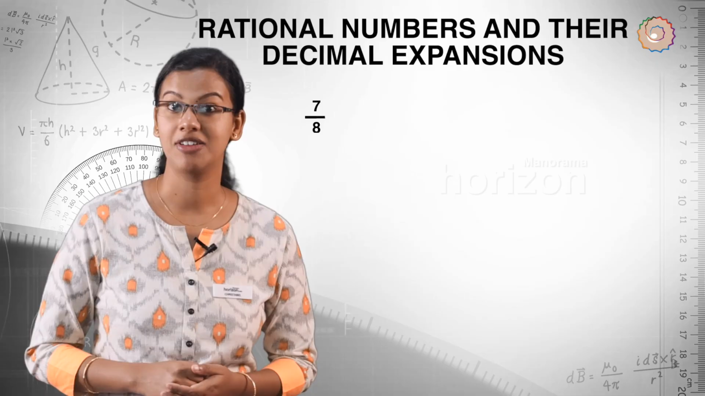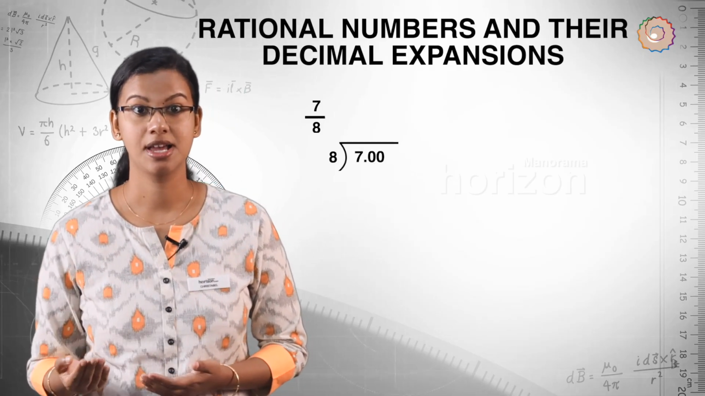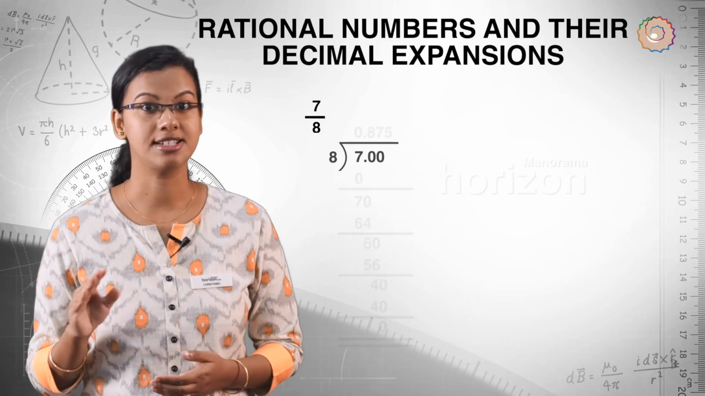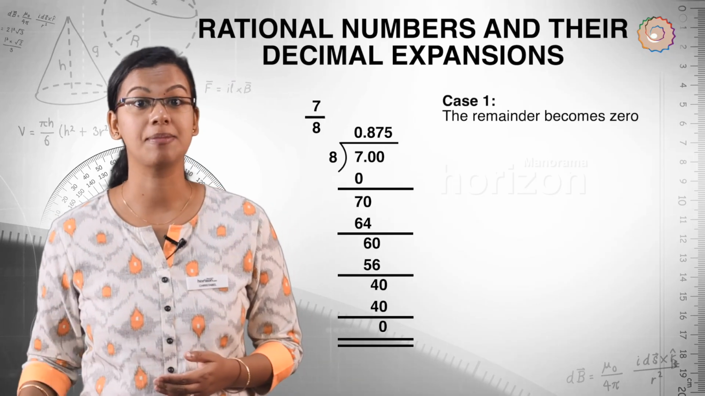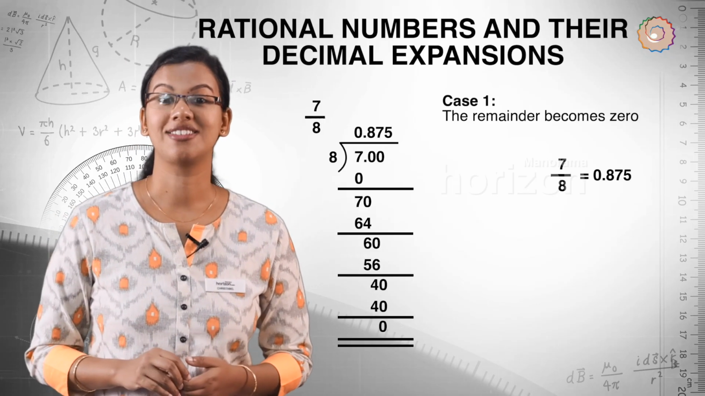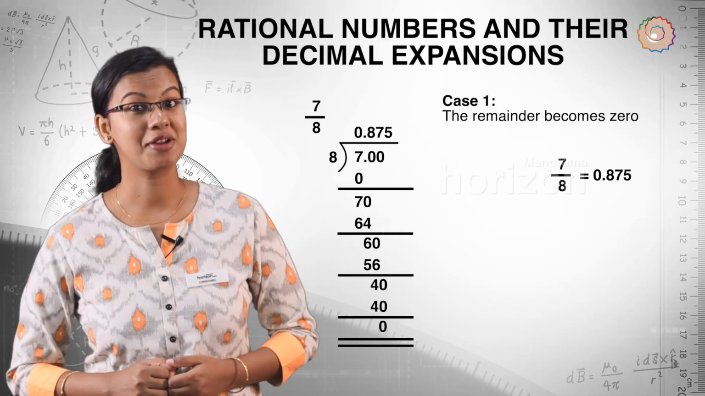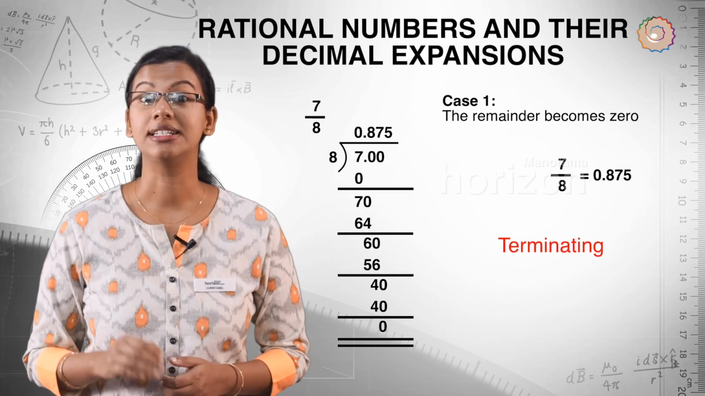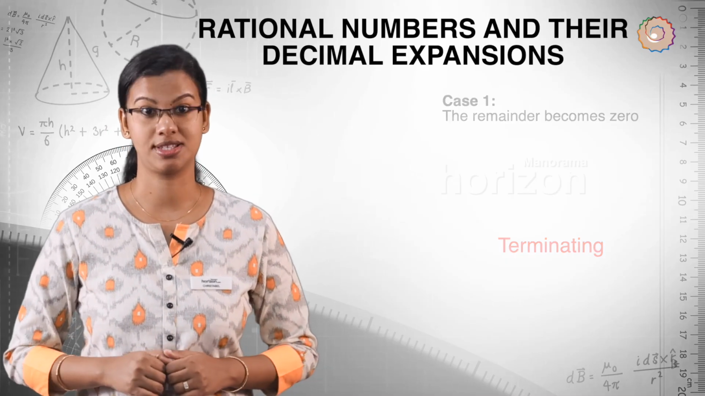Now, let's find out how to convert a rational number into its decimal expansion. Consider the number 7 by 8. We need to divide 7 by 8 by long division. We write 7 in its decimal form and divide it until we get the remainder 0. So, the result is 0.875, which is the decimal form of 7 by 8. Such decimals are called terminating, as we can complete the division process.